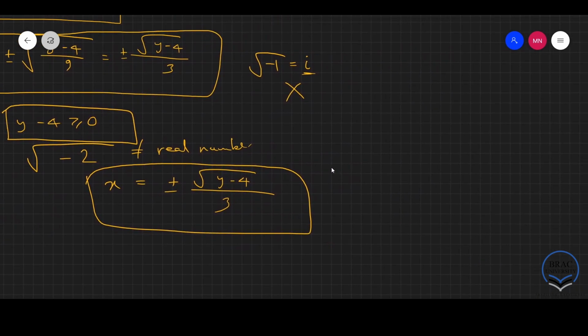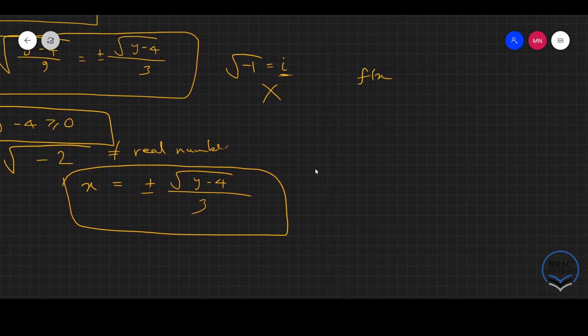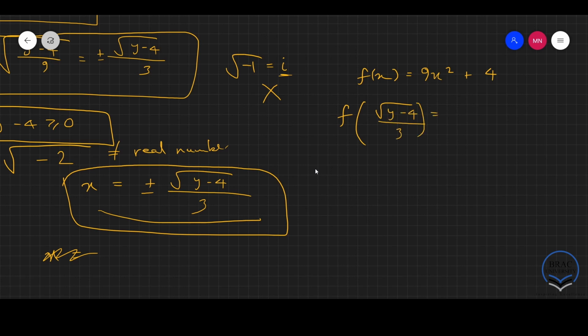So now we had f of x is equal to 9x squared plus 4. So let's substitute our value of x into the function. We have two values of x, one with a positive sign, one with a negative sign. Let's take the one with the positive sign first. We have f of square root of y minus 4 over 3. Substitute this inside. So we have squared plus 4, right? So this becomes 9 times.